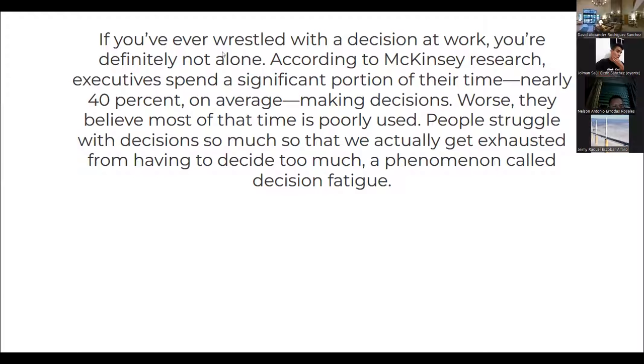According to McKinsey research, executives spend a significant portion of their time, nearly 40%, imagine that, on average, making decisions. So people at work spend around 40% of the whole day making decisions. Do we do this or this other? We put this or this other, so that would be good.